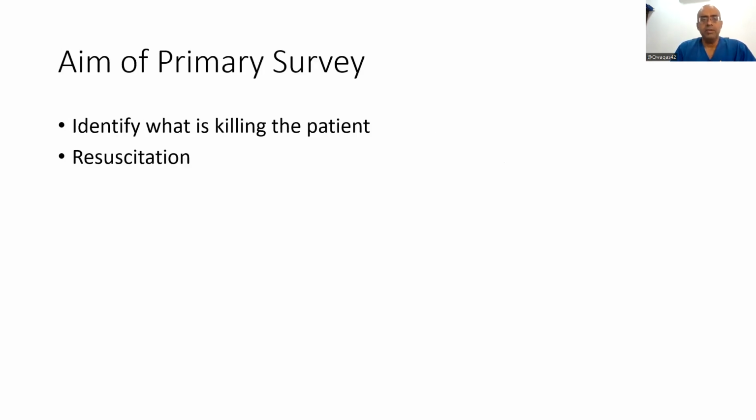To start with the aim of the primary survey, we need to identify what's killing the patient and resuscitate as well. As you know, trauma is the leading cause of death in young individuals worldwide, and this Advanced Trauma Life Support course was devised to save the life of the trauma patient by identifying those conditions which are fatal within the first few hours after injury, and they can kill the patient if they are not treated in time.